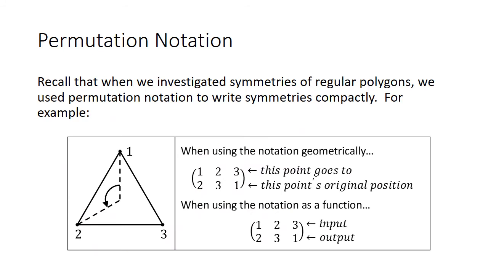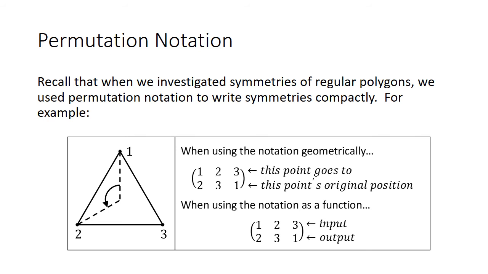And now let's review permutation notation. Remember that when we investigated symmetries of regular polygons, we used permutation notation to write the symmetries compactly. I don't think we did this in the last investigation, but we did it back in investigation 19. There are two ways to think about this notation. You can think about it geometrically, or you can just strictly think of it as function notation.